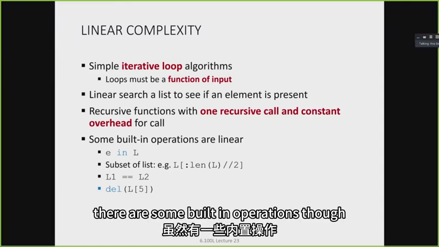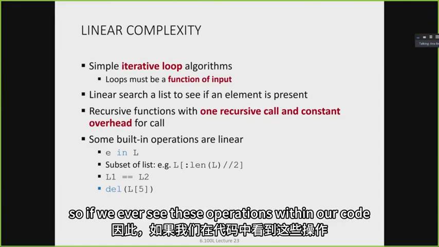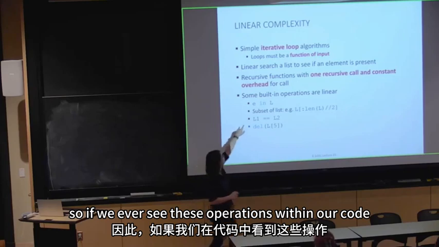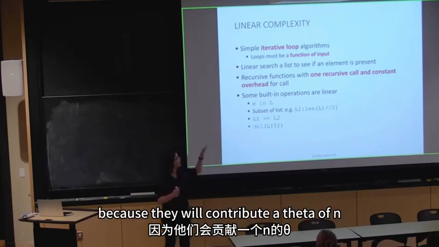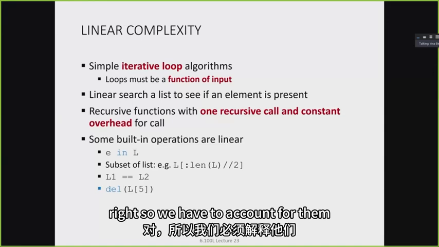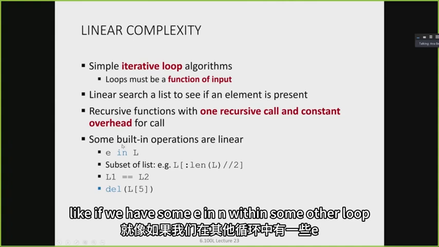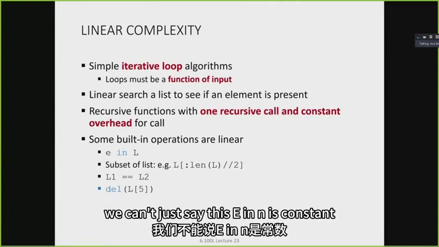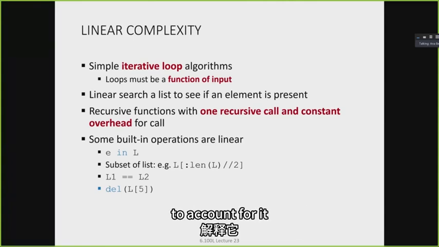There are some built-in operations, though, that are linear in time. So if we ever see these operations within our code, we can't ignore them, because they will contribute a theta of n complexity to our code, right? So we have to account for them. Like if we have some e in n within some other loop, we can't just say this e in n is constant. We'd have to use the law of multiplication or something like that to account for it.